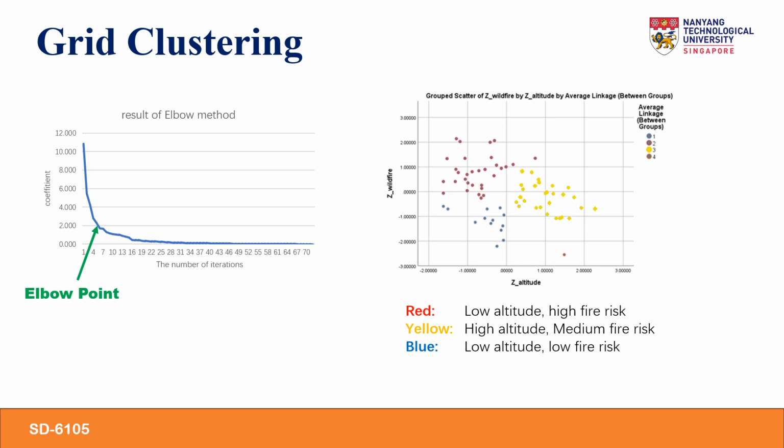There are 3 main groups: red for low altitude, high risk; yellow for high altitude, medium risk; and blue for low altitude, low risk. Here, the fourth group is a single outlier, so we just simply consider it as a yellow one.